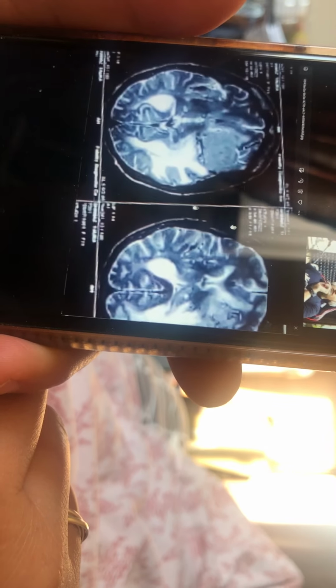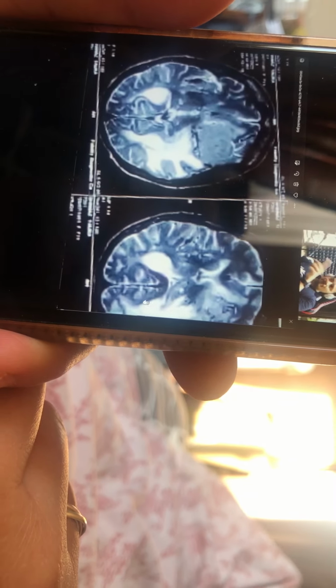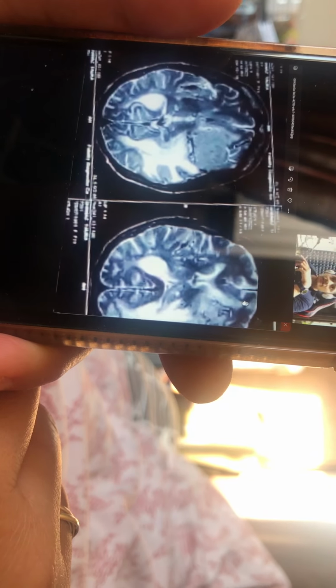Okay. So this was about the T2 sequence. Now I'll show you a contrast image of her brain and the tumor properly, because this is not a contrast image. I will shut this thing off. Give me a minute.